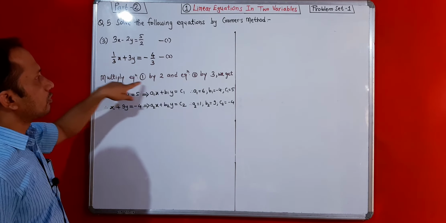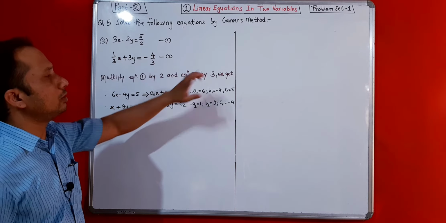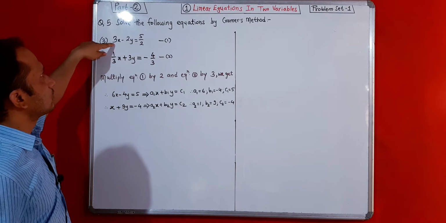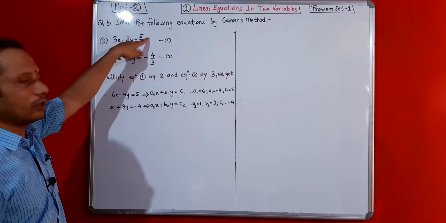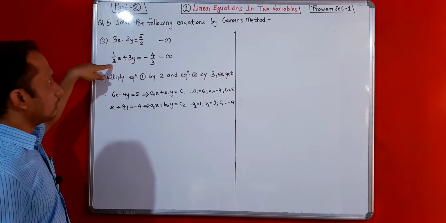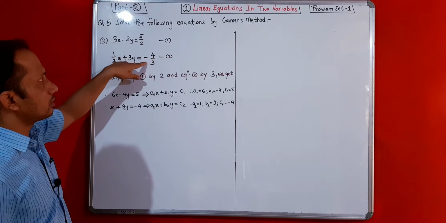Therefore multiply equation 1 by 2, so I can cancel this, and equation 2 by 3. So this changes to 6x minus 4y is equal to 5. The 2 gets cancelled, and the 3 gets cancelled, so x, 3 threes are 9y, and this 3 gets cancelled, minus 4.